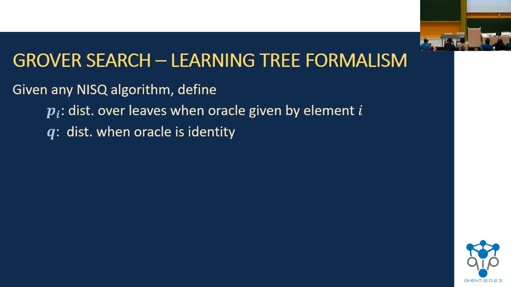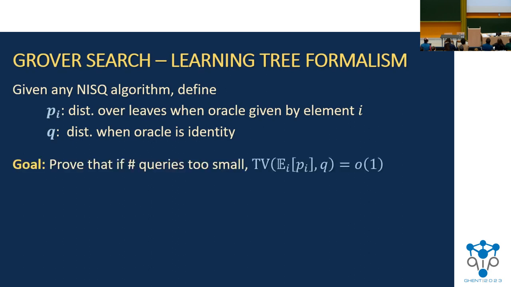Okay, so let's look at the following set of possible distributions over the leaves. Let's define Q to be the distribution over leaves if the oracle is actually the identity. And let's define P sub i to be the distribution over the leaves when the oracle is the ith Grover oracle. And so to prove this lower bound, all I have to show is that essentially no algorithm, given a draw from Q versus a draw from P sub i for a random i, will be able to distinguish which of these two situations you're in. Okay? So equivalently, you need to show that the total variation distance between Q, the distribution when the oracle is identity, and the expectation over i of P sub i is negligible.